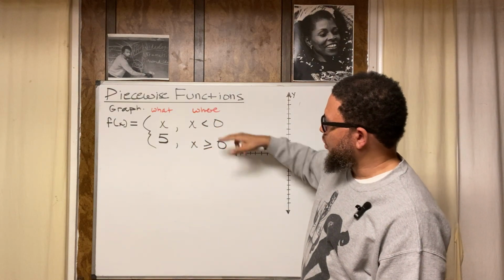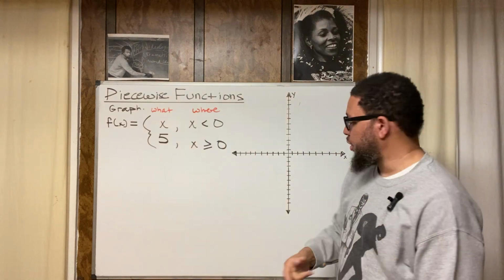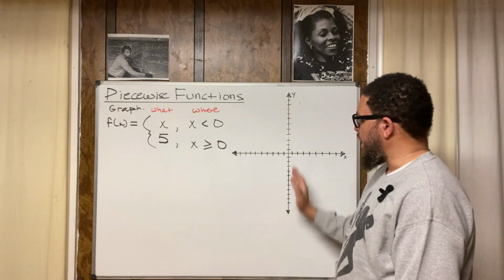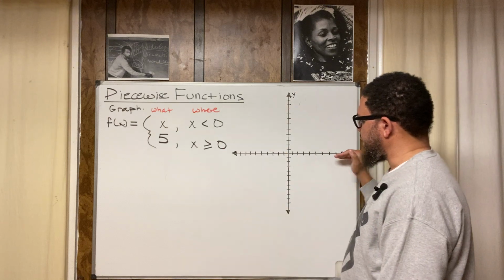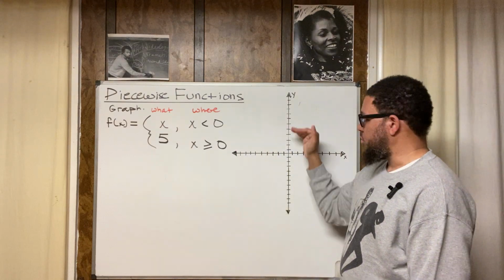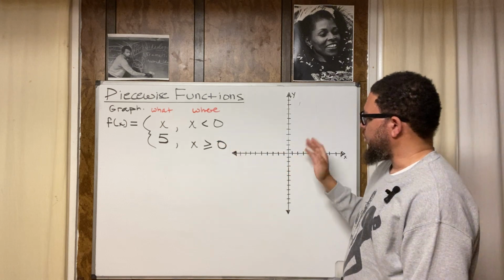So it says x is less than 0. So what I do is on my graph, hopefully you're using graph paper when you do this, right? If not, if you're on notebook paper, just draw your graph, draw a vertical line for your y-axis, draw a horizontal line for your x-axis, and try to make your spaces as equal apart as possible, right? So if x is less than 0, right? We find where that is.